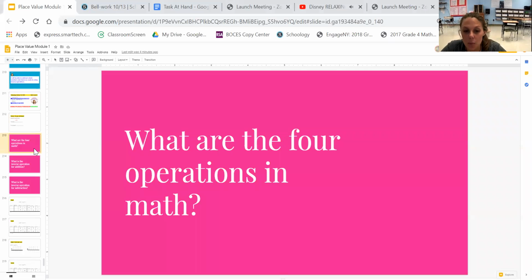What I'd like you to do is, on your whiteboard, write the 4 operations of math. There's 4 operations we focus on in math, and what are they? Pause your video, write it, and then hold it up for me. Awesome. Hopefully what you had was addition, subtraction, multiplication, and of course division. Those are the 4 operations.